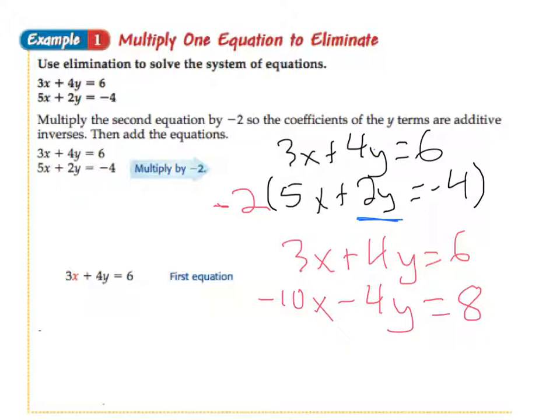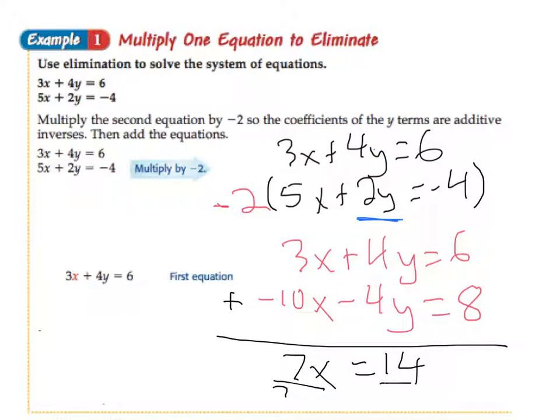Some students ask me, Mr. O, is it okay if we multiply by positive 2? That's okay. If you multiply by positive 2, in the end, you're going to subtract. But in this case, we're going to do addition. So 3x plus negative 10x is negative 7x. 4y plus negative 4y gets us 0. And 6 plus 8 gets us 14. So now we have negative 7x is equal to 14. We're going to divide by negative 7, and we're going to get x is equal to negative 2.